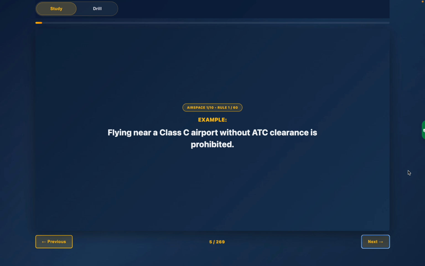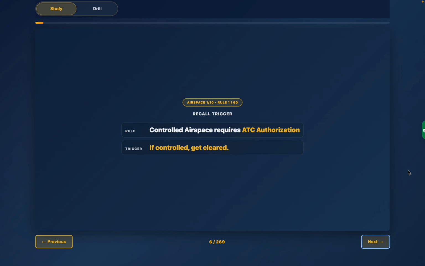Here's an example. You're flying near a Class C airport, no authorization. That flight is prohibited. It doesn't matter if you visually did not see any aircraft. Controlled airspace means permission first. Your first trigger phrase: if controlled, get cleared. Simple on purpose, because simple is what works under pressure.